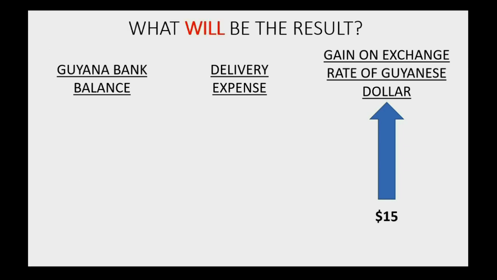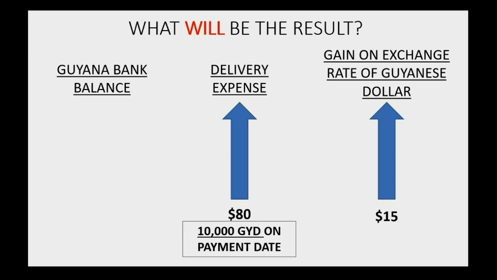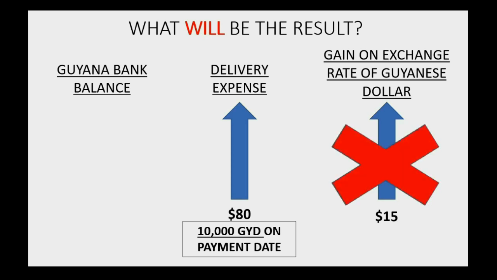However, what will be the result? Well, the delivery expense or whatever service you pay for must increase by the US dollar value of the service at the moment you paid. And you paid all 10,000 Guyana dollars, and that's why it goes up by $80. You're paying all of the Guyana dollars in the account. But instead of recording the $15 gain, the Guyana bank balance will decrease by the whole $80.